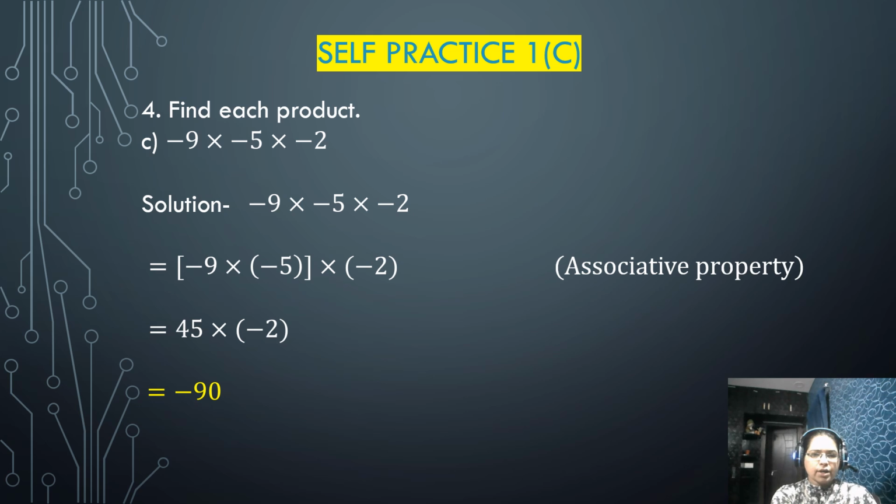Now C, minus 9 multiplied with minus 5 multiplied with minus 2. First we multiply minus 9 with minus 5. Then we multiply with minus 2. And this is the associative property of integers. Minus 9 multiplied with minus 5, both are negative integers, so we get a positive integer, 45. Then we multiply 45 with minus 2. We know multiplication of positive and negative gives a negative integer, so 45 multiplied with minus 2, we get minus 90, and minus 90 is a negative integer.